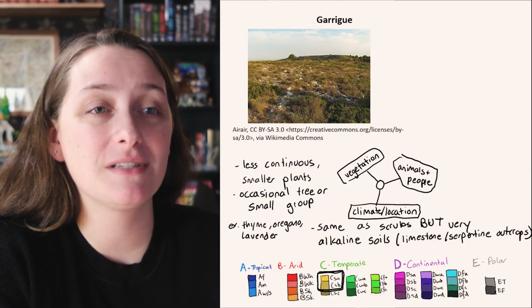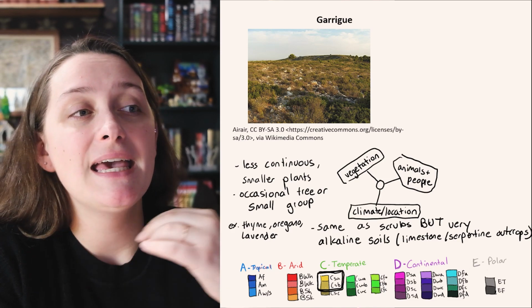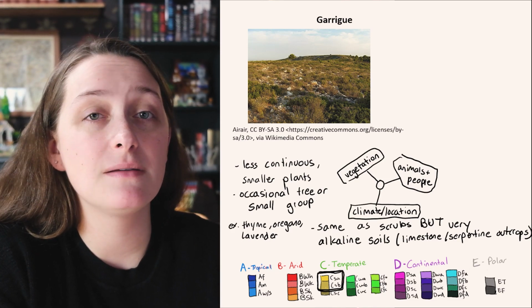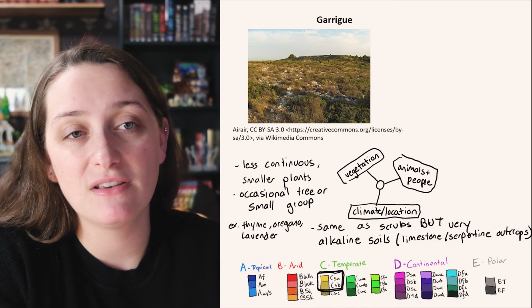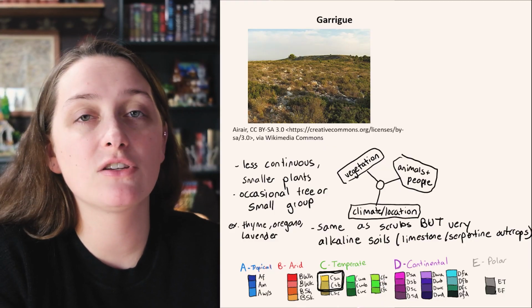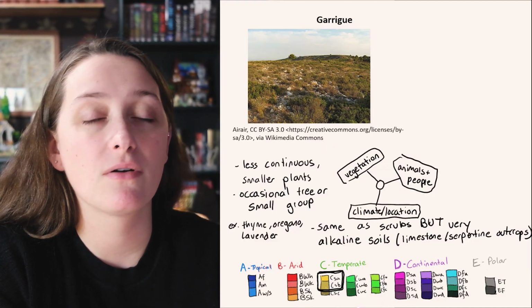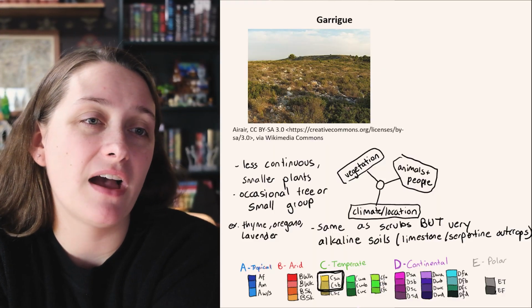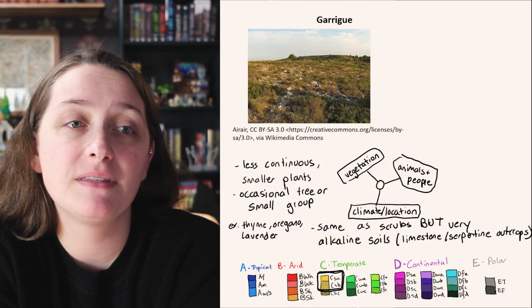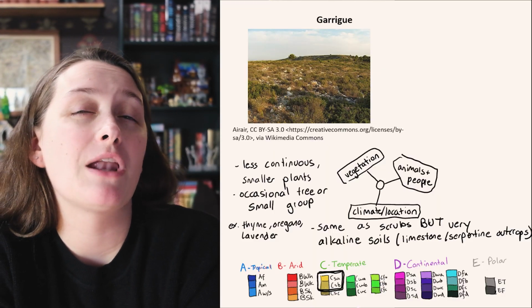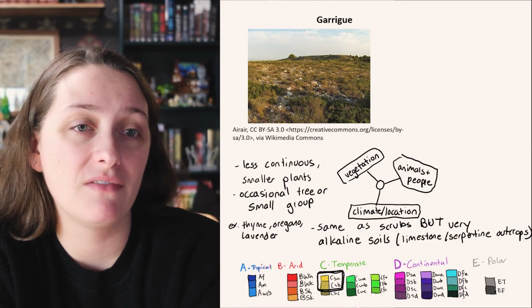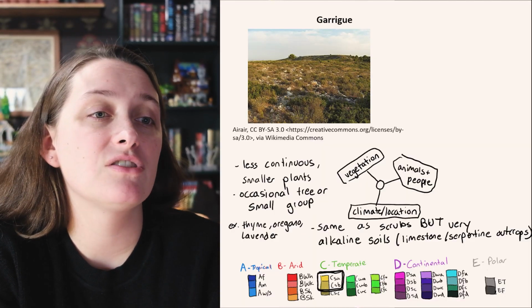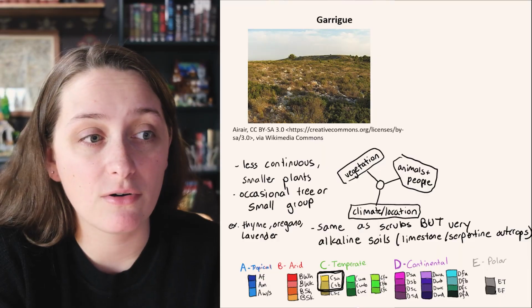This is also closely related to Mediterranean scrub, but it is less continuous and the plants tend to be smaller. You might occasionally find a small tree or group of trees, but this is going to be things like thyme or oregano, lavender, etc. And these are found in the same areas as the other scrubs, except they are found in soils that aren't good for these other types. So think very alkaline soils, such as over limestone or serpentine outcrops.